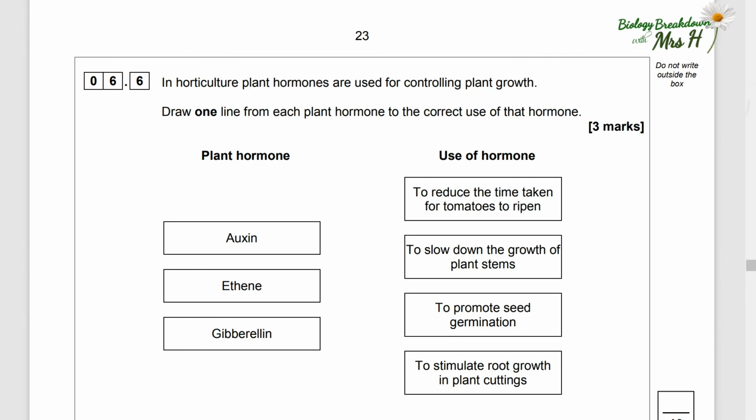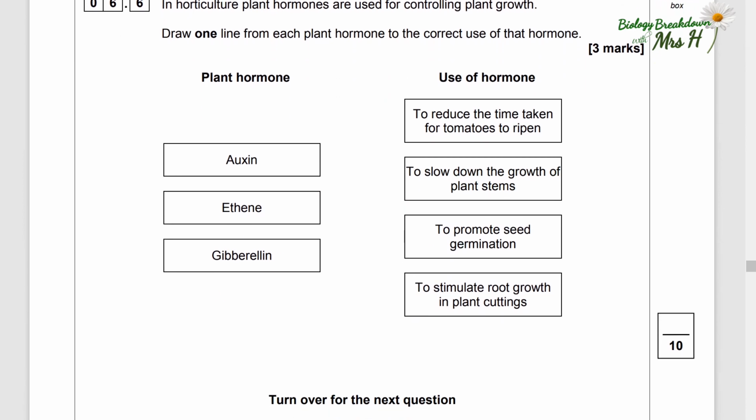And 6.6, in horticulture, plant hormones are used for controlling plant growth. Draw one line from each plant hormone to the correct use of that hormone. Auxin, to stimulate root growth in plant cuttings. Ethene, to reduce the time taken for tomatoes to ripen. And gibberellin, to promote seed germination.